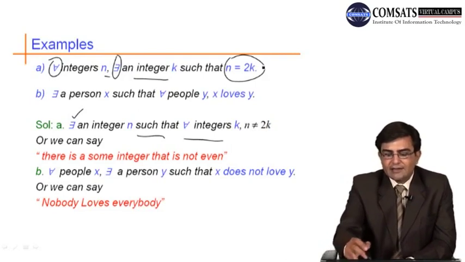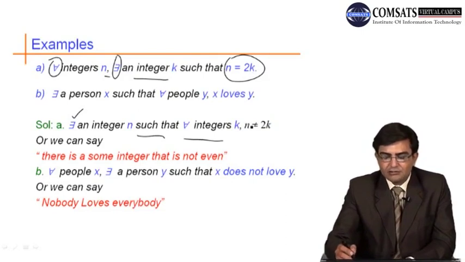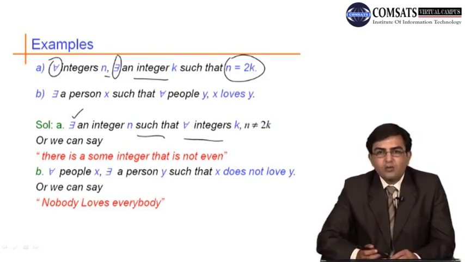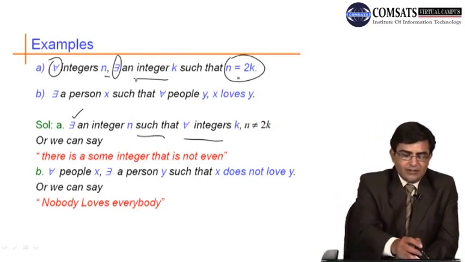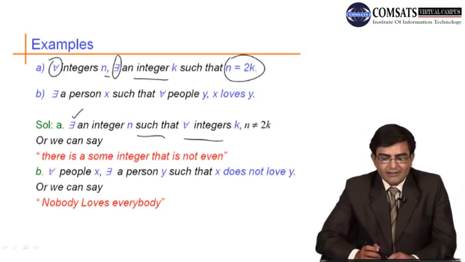Here we have n is equal to 2k. What is the negation of this? The negation of this is n is not equal to 2k. So this is how we can obtain the negation in multiple quantified statements.